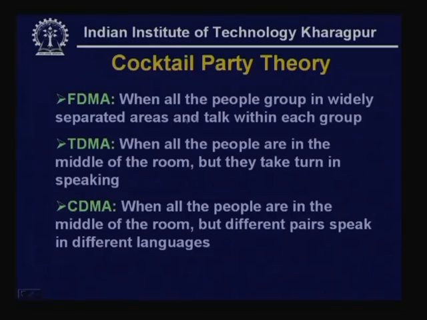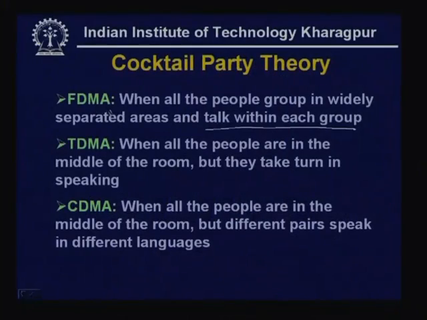Then they talk among themselves, and when all the people group in widely separated areas and talk within each group, this is essentially what we may call FDMA. That means as if we have assigned different frequency bands to each of these groups, and each of these groups is talking using those different frequency bands.